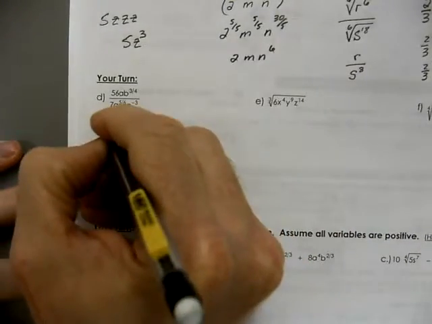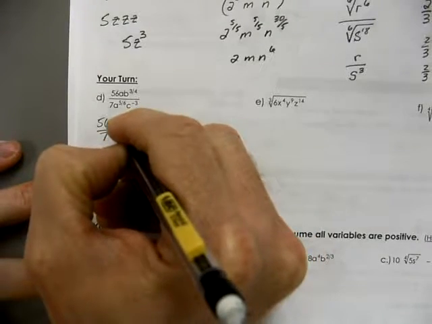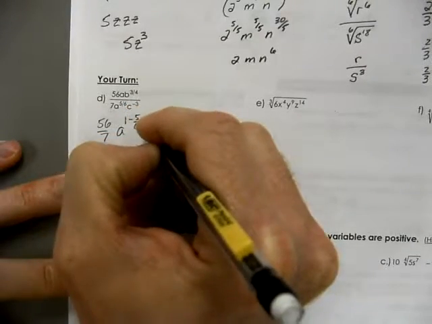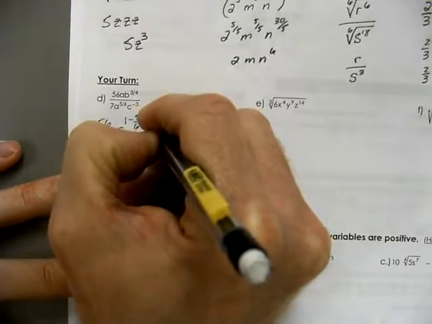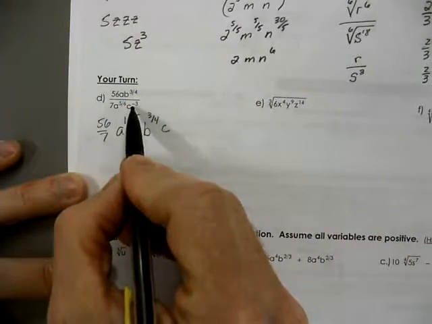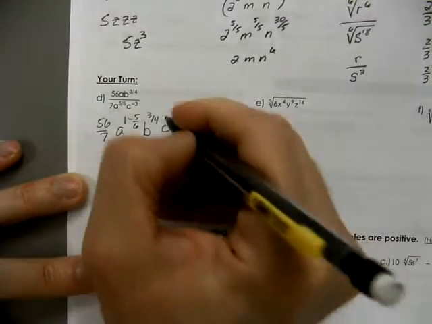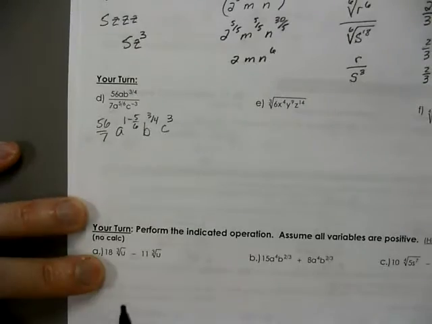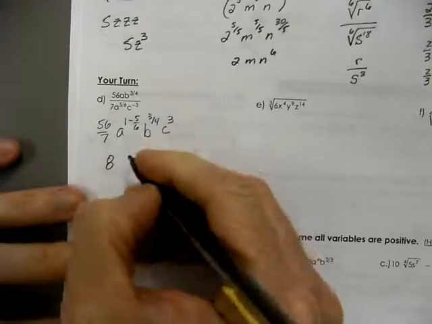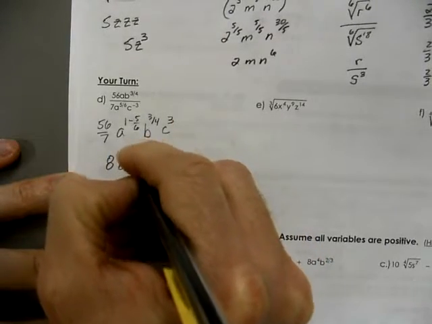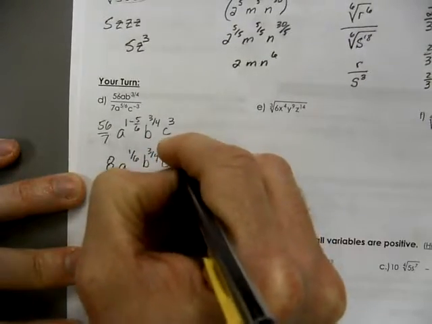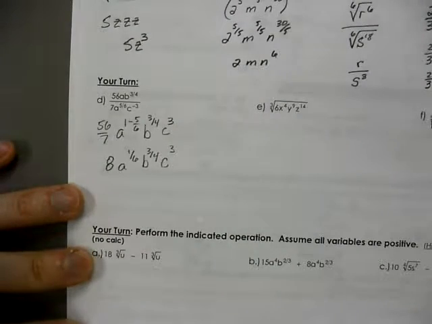So here we're going to take the 56 divided by 7, the a to the first power minus 5/6, the b to the 3/4, and the c, when we move it to the top, is going to have a positive exponent. So this is 6/6 minus 5/6. We'll just leave it in that form.